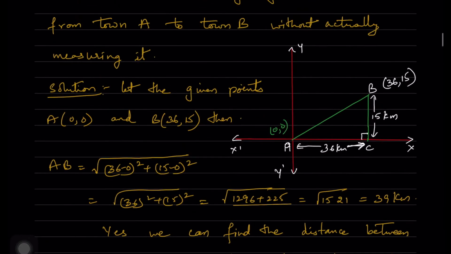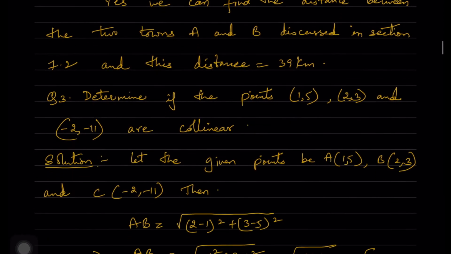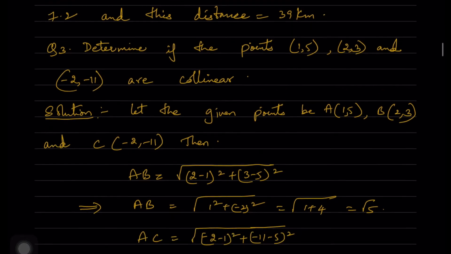This is the problem which is discussed in section 7.2. Okay. So determine, third question, determine if the points 1, 5, 2, 3 and minus 2, minus 11 are collinear. Let the given points be A 1, 5, B 2, 3 and C minus 2, minus 11.